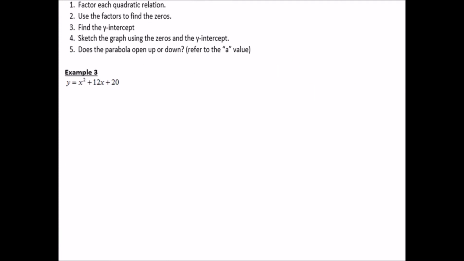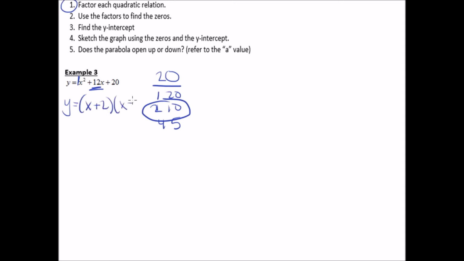Go ahead and try this one on your own, and I will right now take up the answer. Okay, so let's first factor the equation. The leading coefficient is just 1, so we're able to just use product sum. What are the factors of 20? 1 and 20, 2 and 10, 4 and 5. But which ones add to 12? 2 and 10. So x plus 2, x plus 10.